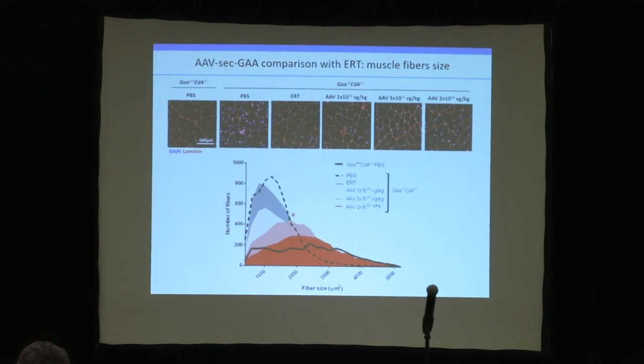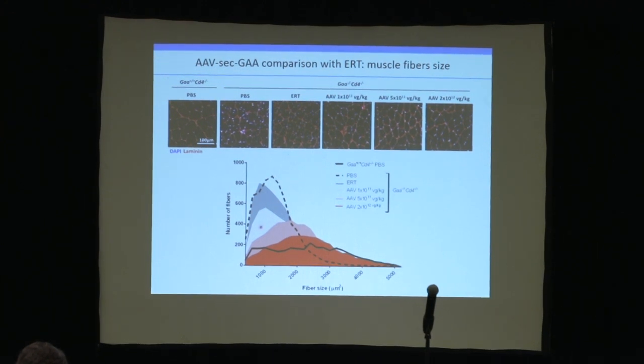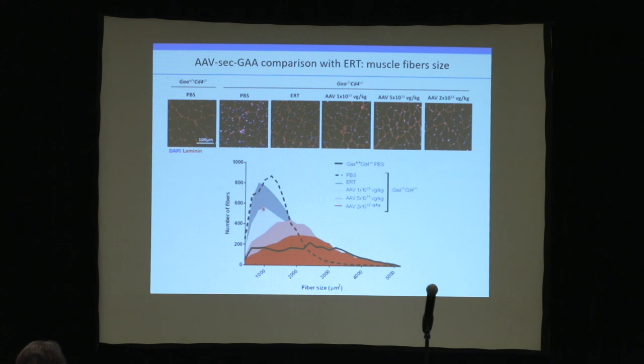And the interesting thing is that with ERT, we were not able to rescue the fiber size, whereas when we treated with the AAV, we saw a nice dose response, with fiber size that actually became almost normal with the highest dose of treatment.